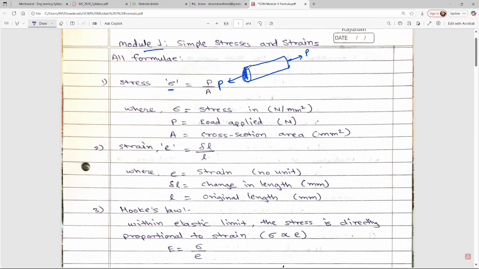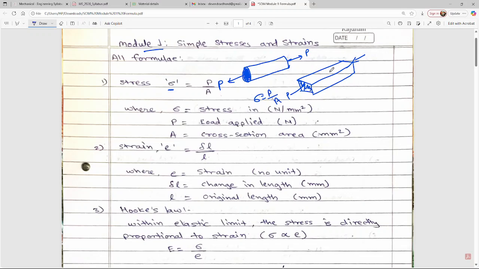Normal area, normal to that force, is always taken. In a stress formula, if we consider a rectangular bar, here it will be a compressive force. If we have to calculate sigma, then P upon this area we have to take.